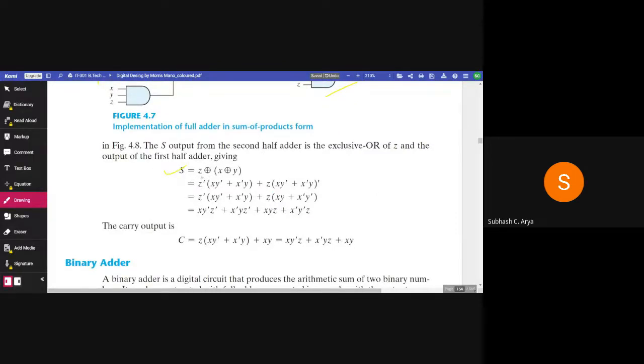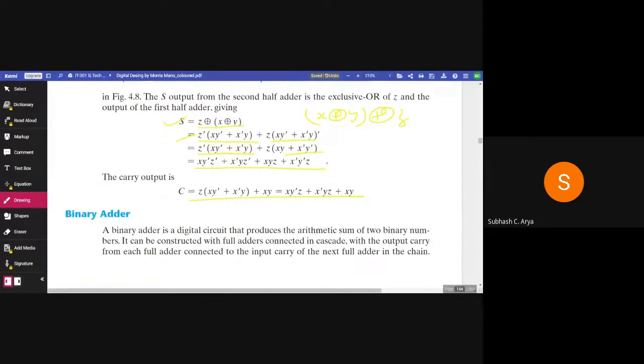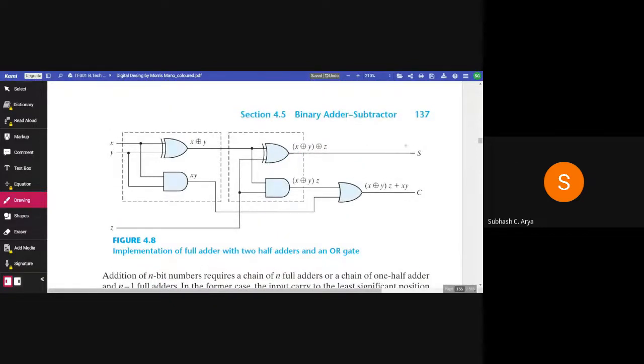So this is the expression of sum, which is nothing but exclusive OR of X, Y, and then Z, and it has been expanded with the help of Boolean postulates. So this is the carry. All expressions are given, all literals are given. Summation is exclusive OR of X, Y, and then Z, all three. You can see X, Y, Z are the inputs on this side, and these are the two outputs: one is sum and another one is carry.